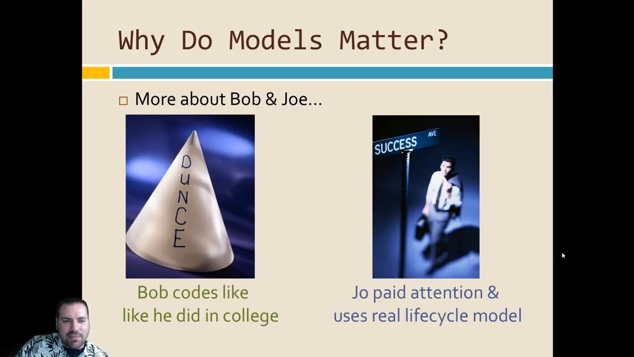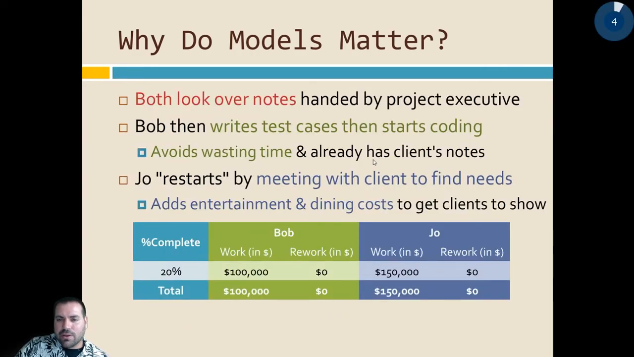So let's talk about them. Bob codes the same way he does in college. You all know this style. We'll talk about it throughout this example. Joe, on the other hand, paid attention to this course, to her CSE 442, and applies the concepts that she learned in there and actually uses some lifecycle models. So let's walk through the project and see how both Bob and Joe treat this project and what they do at each step.